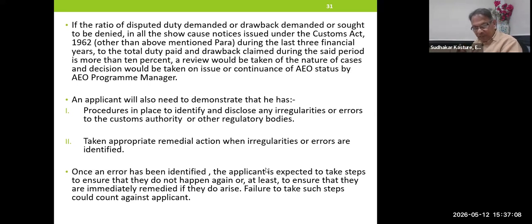There is one more aspect because this is a continuous operational area. Once an error has been identified, the applicant is expected to take steps to ensure that it does not happen again. If any mistake or irregularity has been caught in your operations, you have to take care that it does not happen again, at least to ensure that they are immediately remedied if they do arise, and you take all necessary steps. This has to be understood carefully.